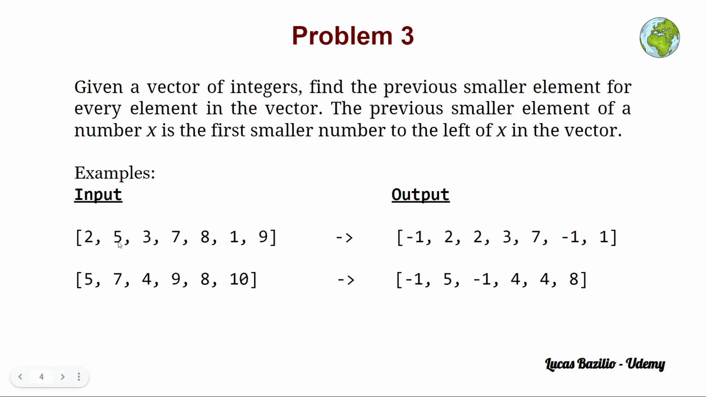Then we go to 5. Is there any smaller element to the left of 5? And we need to print the first one. Well, the answer is yes, 2 is smaller than 5, so we print 2.